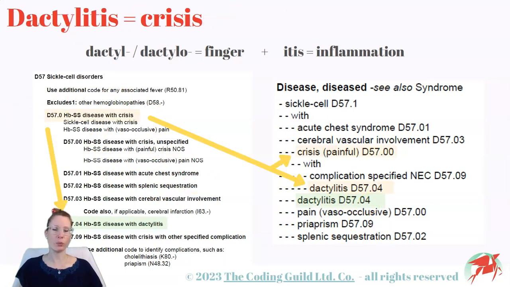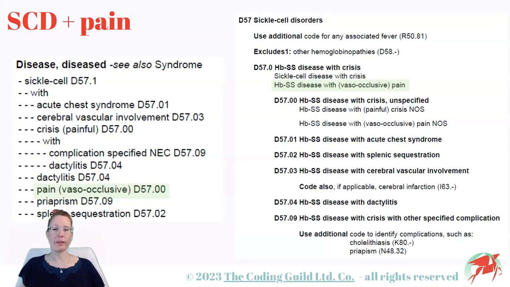D57.04. It is of interest to note that having dactylitis is categorized as being in crisis, so the provider doesn't have to document crisis for us to capture this new code, saying dactylitis is enough. And this relates to the second change that was made to sickle cell coding.